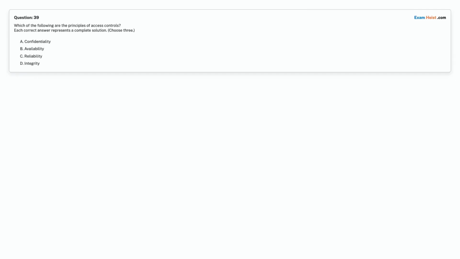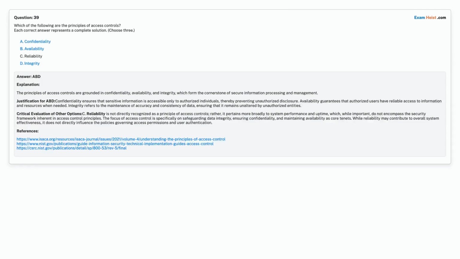Question 39. Which of the following are the principles of access controls? Each correct answer represents a complete solution. Choose 3. Option A, confidentiality. Option B, availability. Option C, reliability. Option D, integrity. Choose the correct answer. Correct answer is Option A, confidentiality. Option B, availability. Option D, integrity.